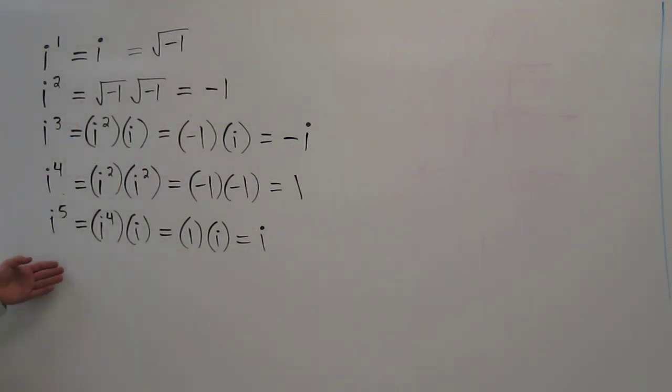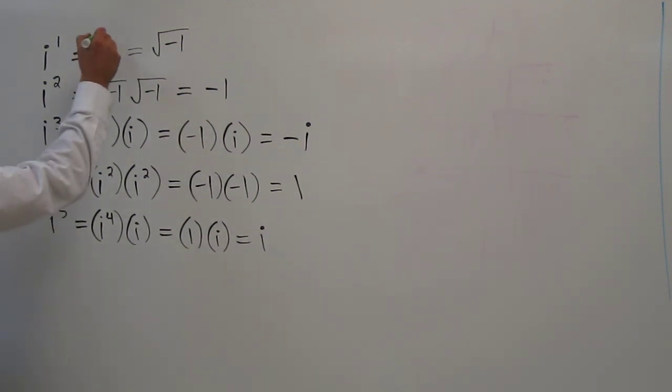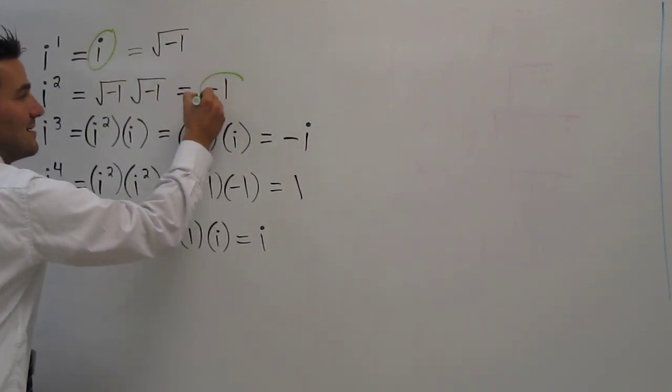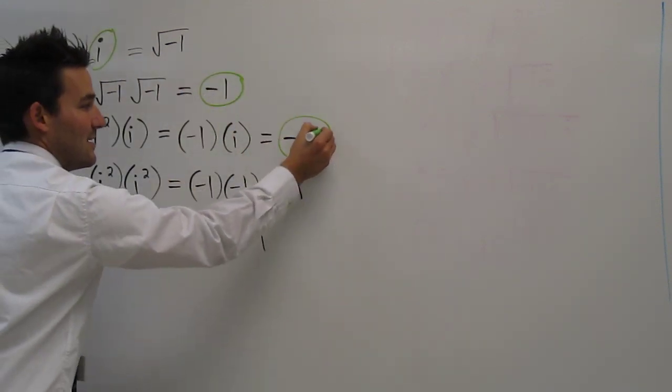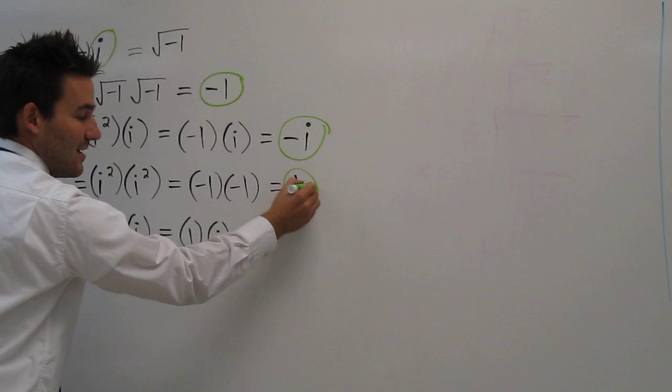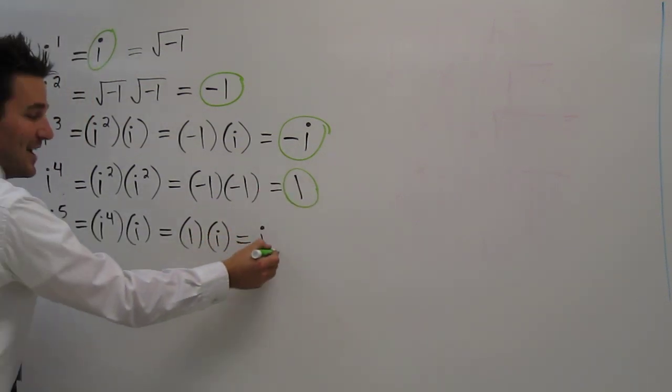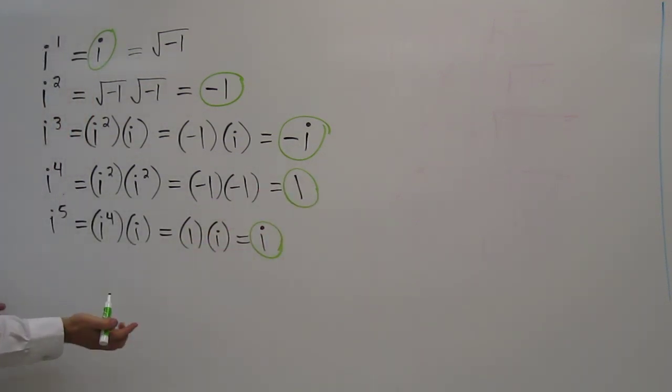And if we were to continue this with i to the 6th, 7th, 8th, etc., we'd actually notice a pattern. And the pattern goes like this. i, negative 1, negative i, 1, and then the pattern starts again with i. i to the 6th would be negative 1. i to the 7th would be negative i. i to the 8th would be 1.